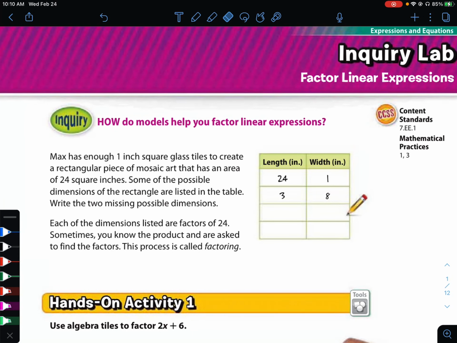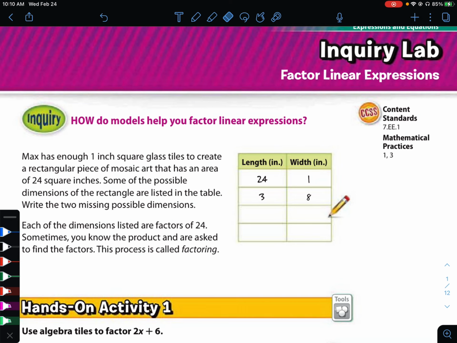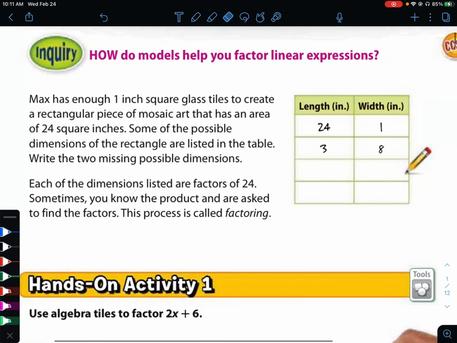So this is the last lesson of chapter 5, lesson 8, and we're going to be talking about factoring linear expressions. Before we do that, let's take a look at a little bit of the inquiry lab a few pages before lesson 8, and let's see what we can discover from there. So let's look at this problem right here.